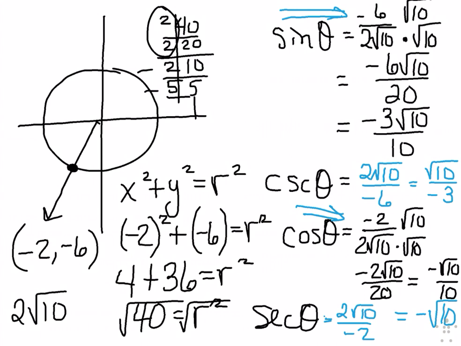Now the easy two come. Tangent was y over x. What's -6 divided by -2? 3. 2 negatives make it a positive. And if I flip that over, what's 3 flipped? Not negative. What's 3 flipped, or the reciprocal of 3? 1 over 3.